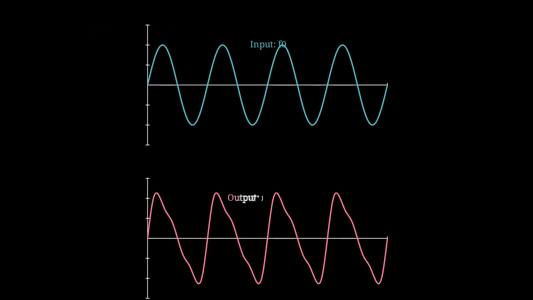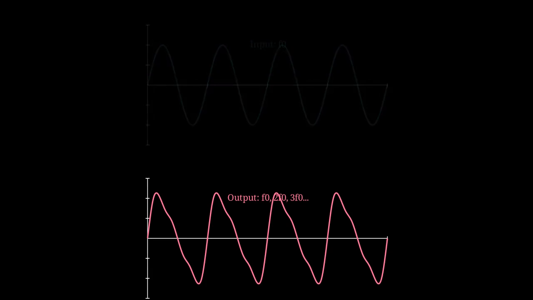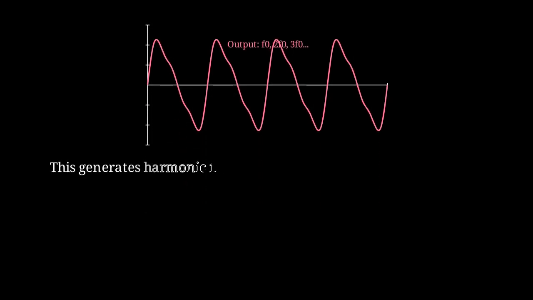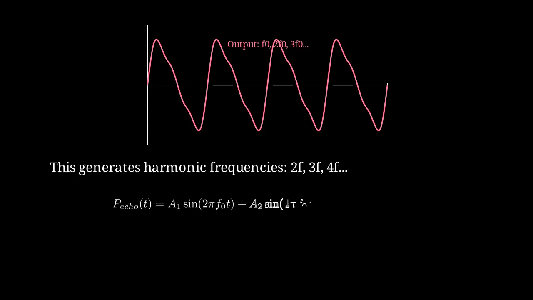But the microbubble response contains not just a fundamental frequency, but also second, third, and higher harmonics, creating a distorted waveform. These harmonic frequencies at integer multiples of the fundamental are unique signatures of microbubbles. The echo pressure contains the fundamental at frequency f0, plus second harmonic at 2f0, third harmonic at 3f0, and so on. Here's why this matters.